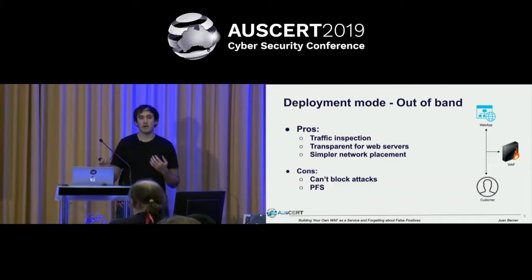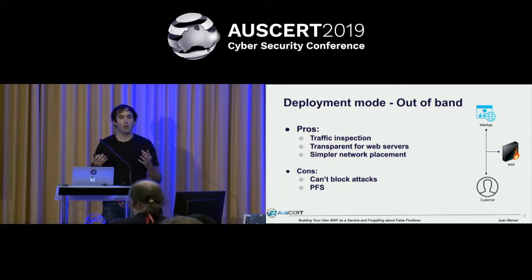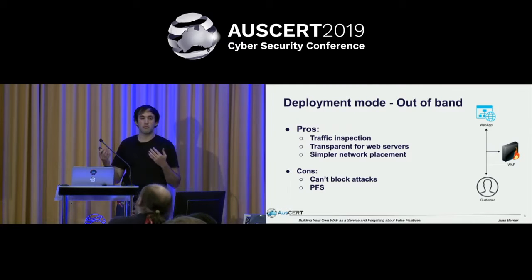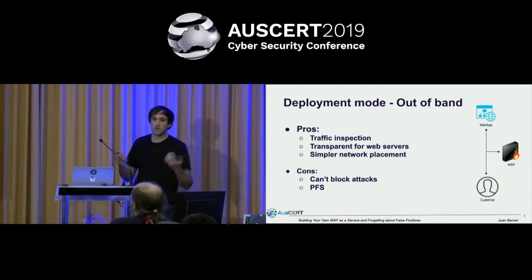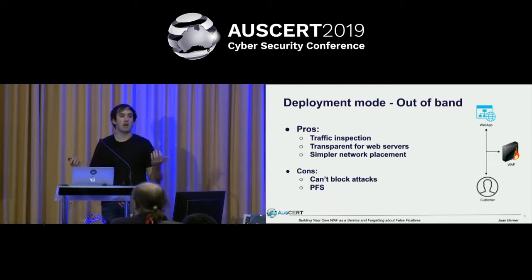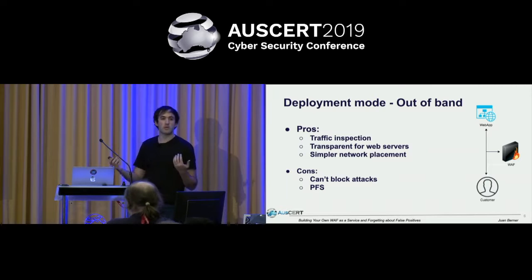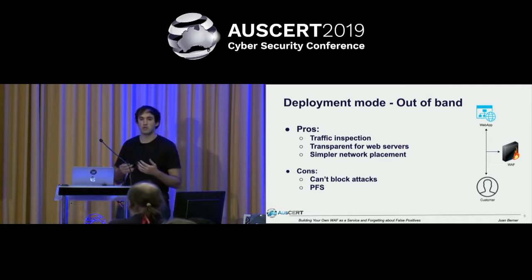Then you have out of band. Out of band means that the WAF is inspecting the traffic, maybe for example with a tap, a network tap, but it's not able to block because it's no longer in the middle of the traffic. You don't have latency, but of course you can only know that attacks are happening. You cannot do much about it. And of course when you have things like perfect forward secrecy, it can become very tricky to do this kind of inspection.